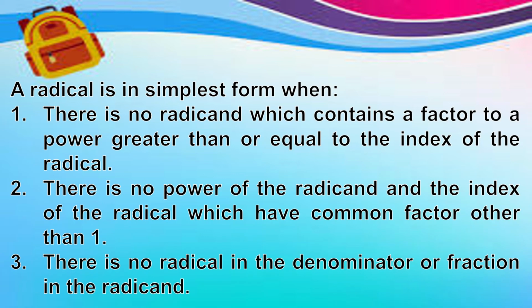A radical is in simplest form when, number 1, there is no radicand which contains a factor to a power greater than or equal to the index of the radical. Number 2, there is no power of the radicand and the index of the radical which have a common factor other than 1. Number 3, there is no radical in the denominator or fraction in the radicand.